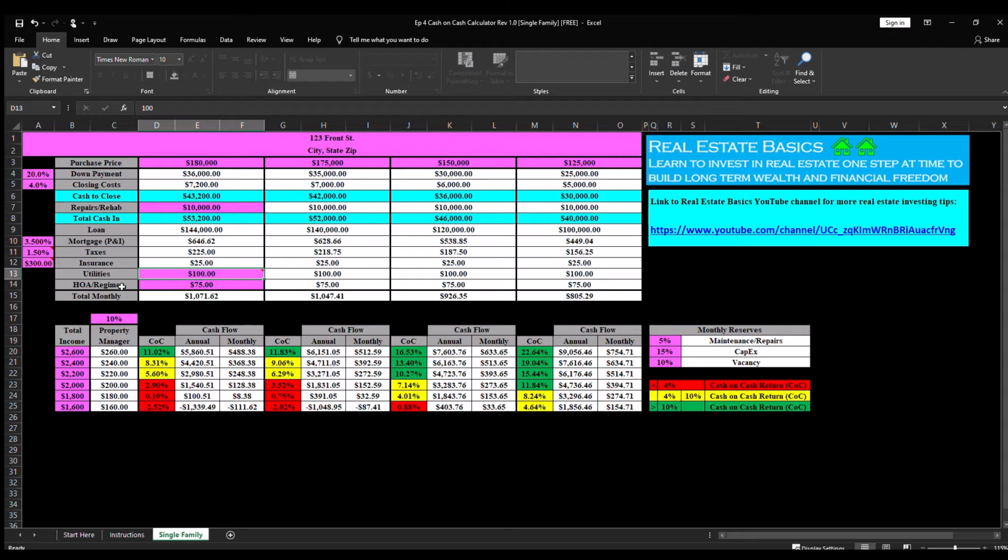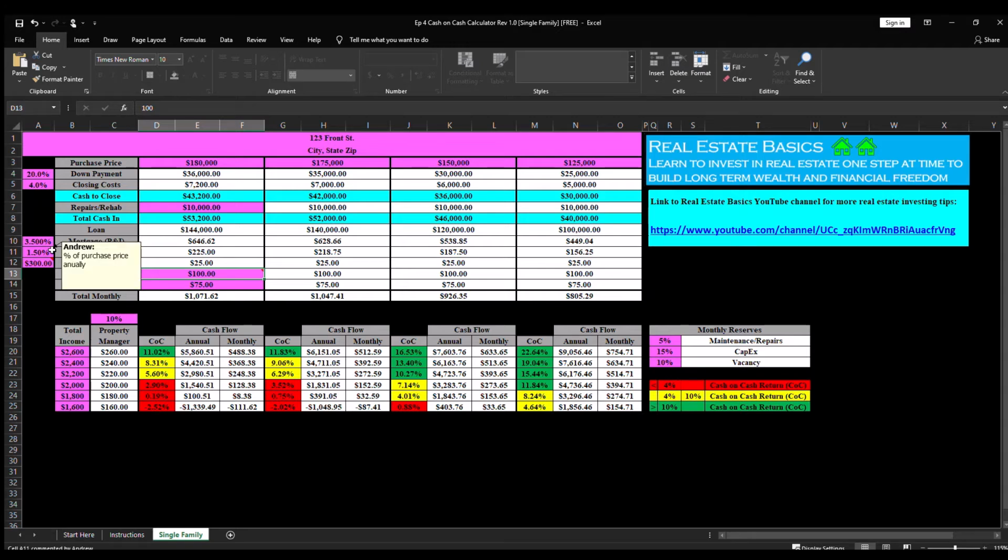Now we get into our monthly payment. So here's our loan amount, and based on this interest, we have our mortgage payment, which is the principal and interest. And this is revision 1 of the calculator. So right now it's assuming a 30-year fixed rate loan. I am working on revision 2 of this calculator, which would allow you to adjust the terms of the loan. But for now, this calculator assumes a 30-year fixed rate loan.